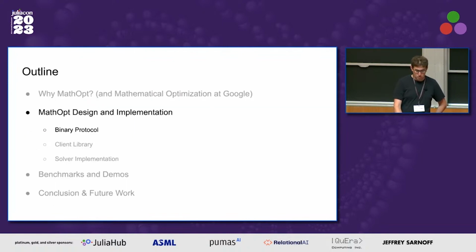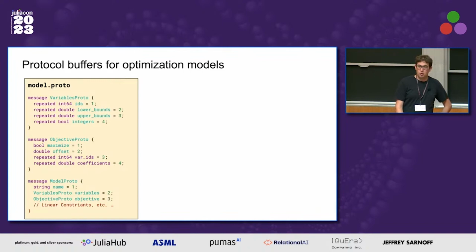OK, so I guess I tricked you guys. The talk just got twice as long. So I'll talk a little bit about each of these three pieces, and then we can return to the main bullets. So what do these protocol buffers look like?